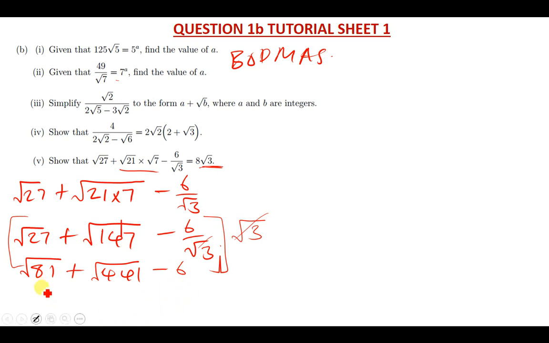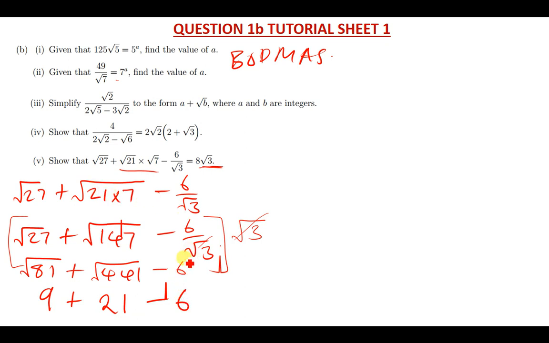So from there, we can now say the root of 81, this is just the same as 9, then plus the root of 441, that is just 21. Yeah, so 21 times 21, you get 441. So the root of 441, this is just 21. Then 21 minus 6.